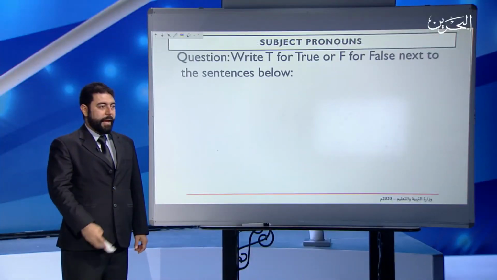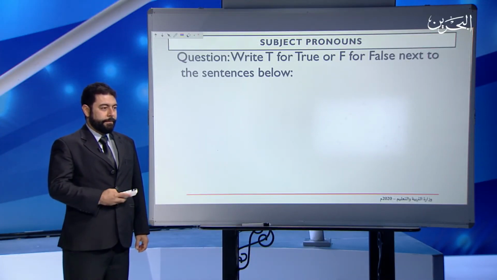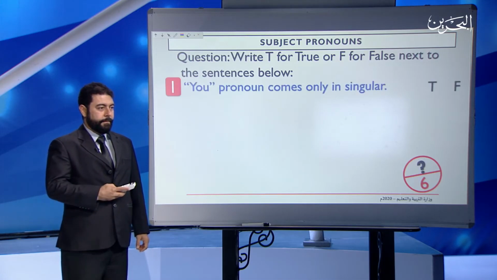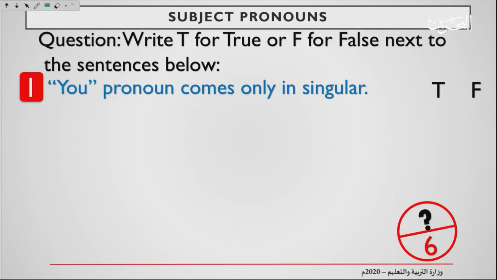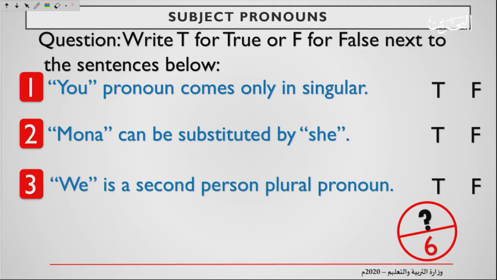All right, now we go to task 1. We have a question. Write T for true or F for false next to the sentences below. And you have a mark to pay attention to. The mark is out of 6. Number 1. You pronoun comes only in singular. Is it true or is it false? Think. All right. Number 2. Muna can be substituted by she. Is it true or is it false? Think. Number 3. We is a second person plural pronoun. Is it true or is it false?